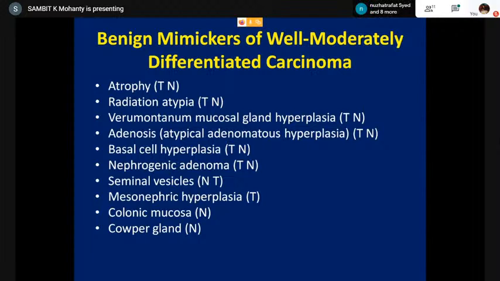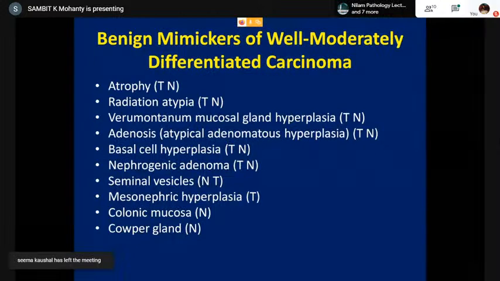Verumontanum mucosal gland hyperplasia: the verumontanum is a ridge in the prostatic urethra where both the prostatic ducts open and pour their secretion. So there can be hyperplasia in that area, and in TURP chips, because when you do a TURP, you are basically sampling the central zone. TURP doesn't sample the peripheral zone, because you're going transurethral and taking out the tissue surrounding the urethra. So you can have verumontanum mucosal gland hyperplasia.